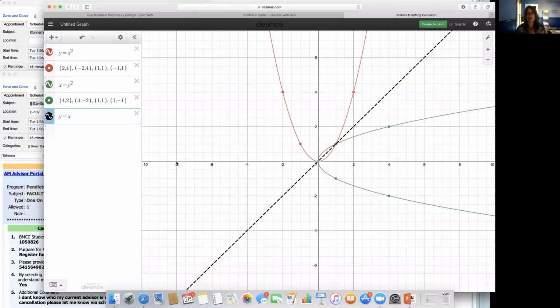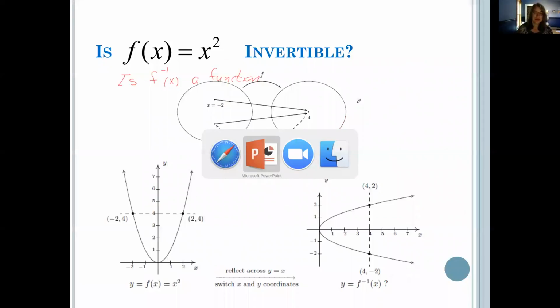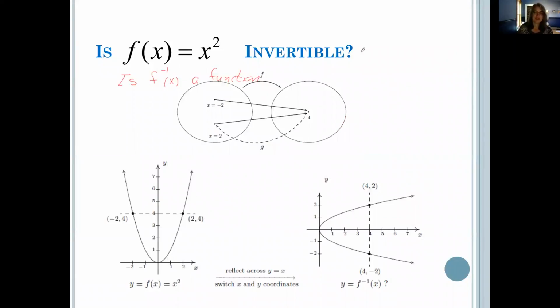Okay, but is the inverse a function? Is this green curve a function? It fails the vertical line test, right? So the answer is no. f of x equals x squared is not invertible because the inverse is not a function.